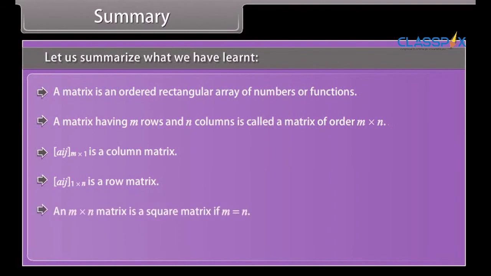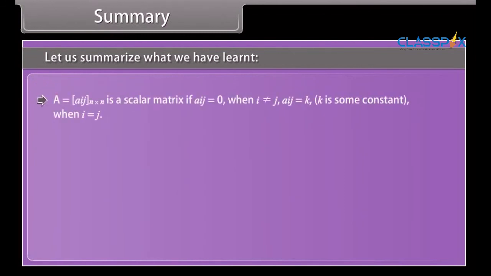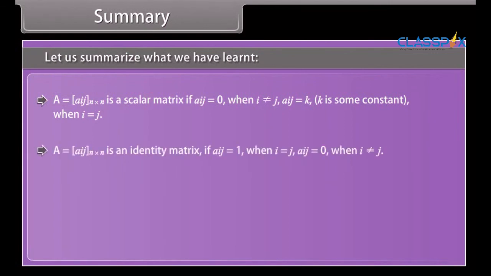An m by n matrix is a square matrix if m is equal to n. A is equal to aij, m by m, is a diagonal matrix if aij is equal to 0 when i is not equal to j. A is equal to aij, n by n, is a scalar matrix if aij is equal to 0 when i is not equal to j, and aij is equal to k, where k is some constant, when i is equal to j.